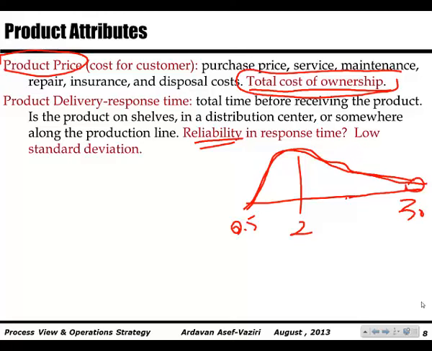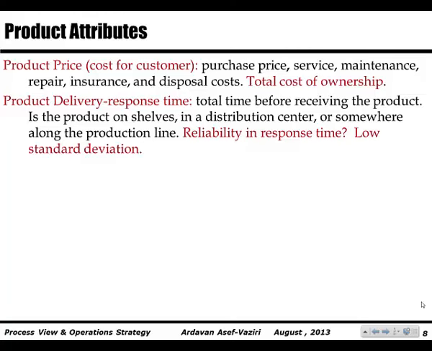If you go to Federal Express and they say, oh, we deliver 95% of our packages within 24 hours, but some of them may take up to 60 days to deliver, you never go and give your package to a company like this. So besides the average response time, what is also important is reliability in the response time, and that means response time should have low standard deviation.